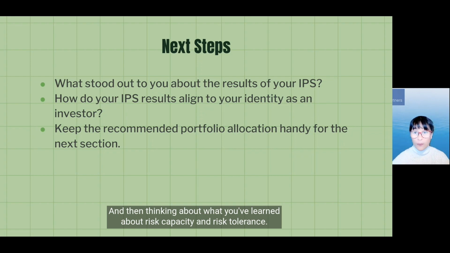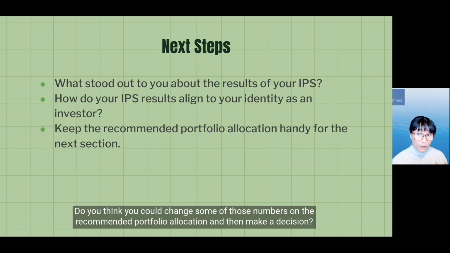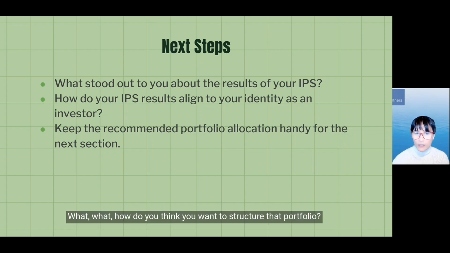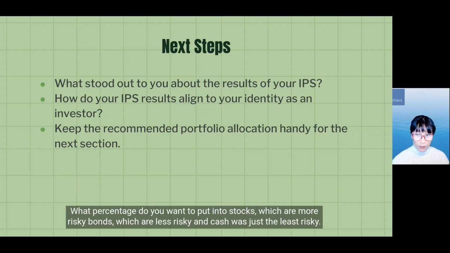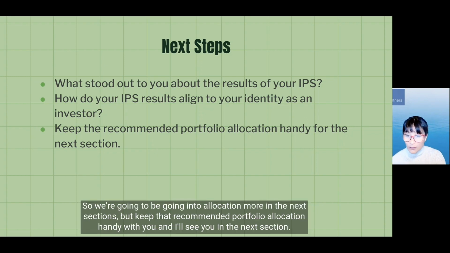And then thinking about what you've learned about risk capacity and risk tolerance, do you think you could change some of those numbers on the recommended portfolio allocation? And then make a decision. How do you think you want to structure that portfolio? What percentage do you want to put into stocks, which are more risky, bonds, which are less risky, and cash, which is the least risky? So we're going to be going into allocation more in the next sections, but keep that recommended portfolio allocation handy with you. And I'll see you in the next section.